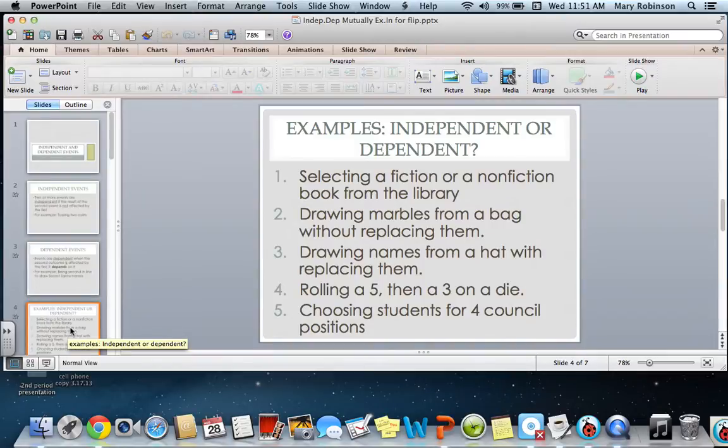I would now like you to read from this slide and hit pause so that you can read each example and determine if it is independent or dependent. After going through 1 through 5 independently, then resume the video to hear the answers.